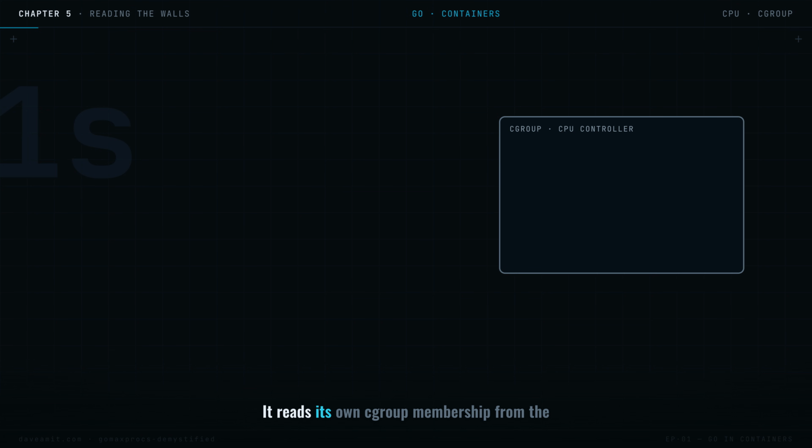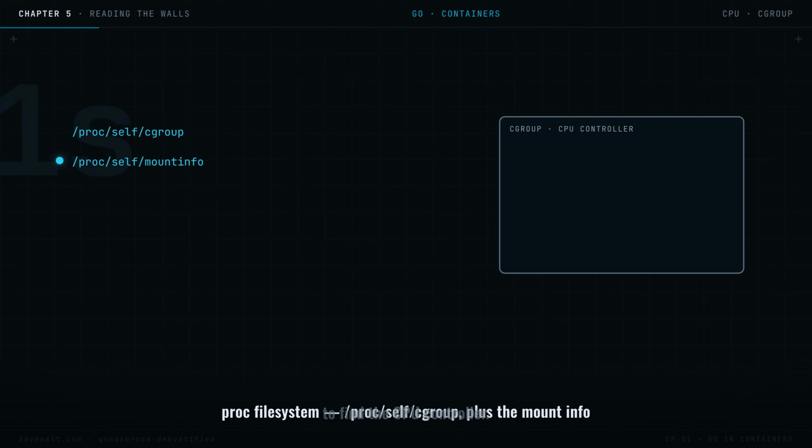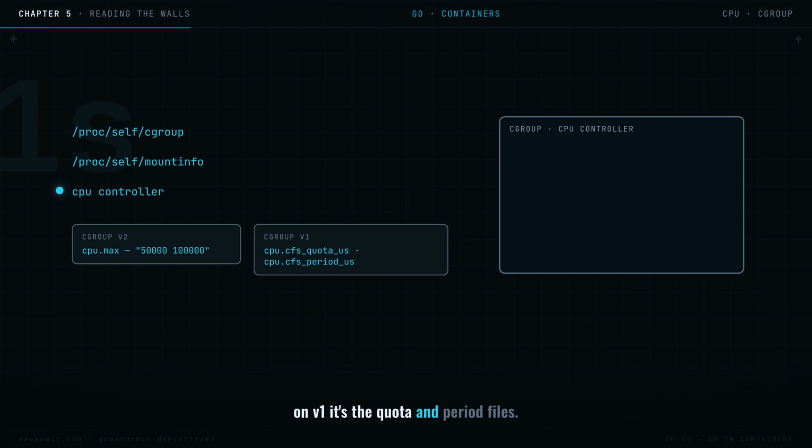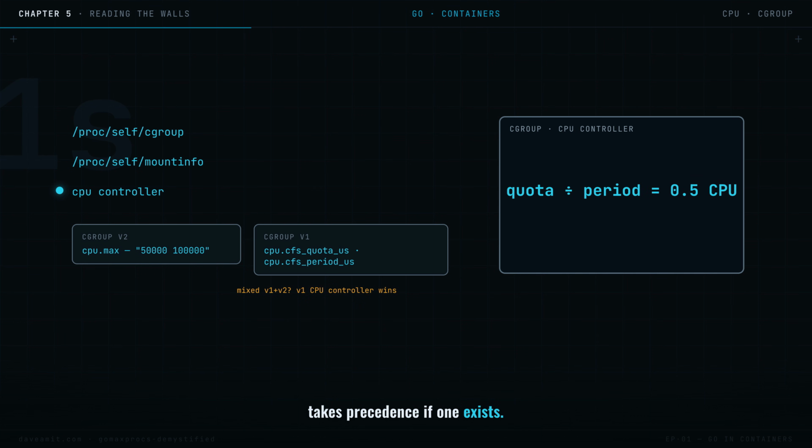It reads its own cgroup membership from the proc file system, /proc/self/cgroup, plus the mountinfo to find the CPU controller. Then it reads the leaf cgroup's limit files. On cgroup v2, that's cpu.max. On v1, it's the quota and period files. Mixed setups work, and a v1 CPU controller takes precedence if one exists.